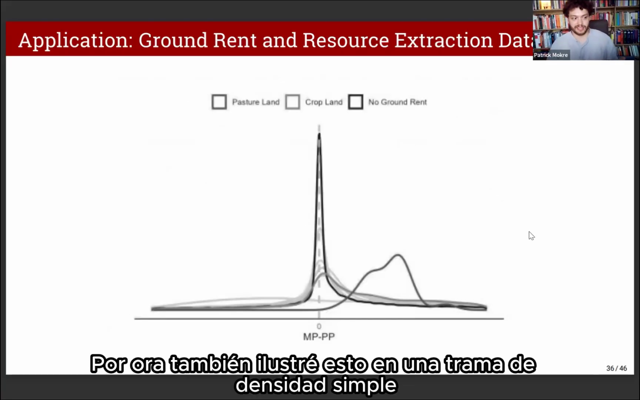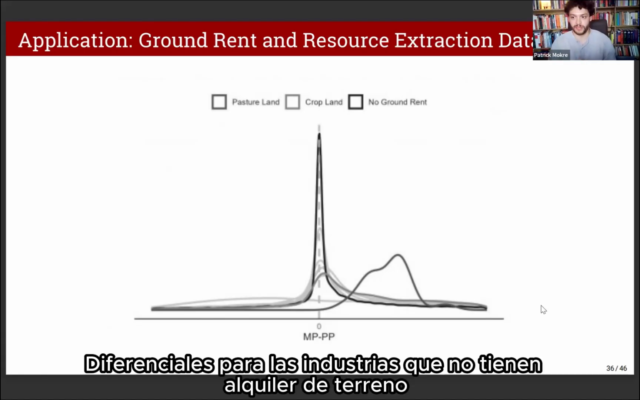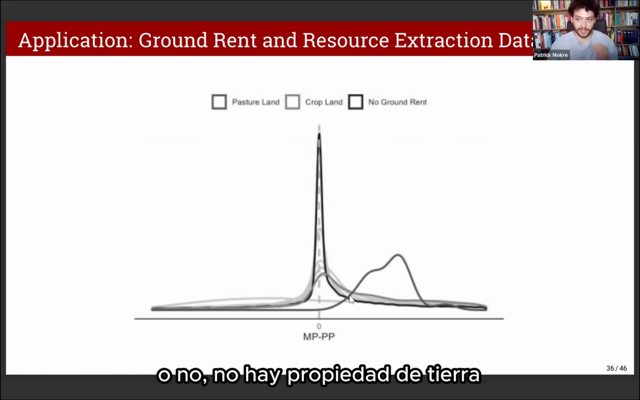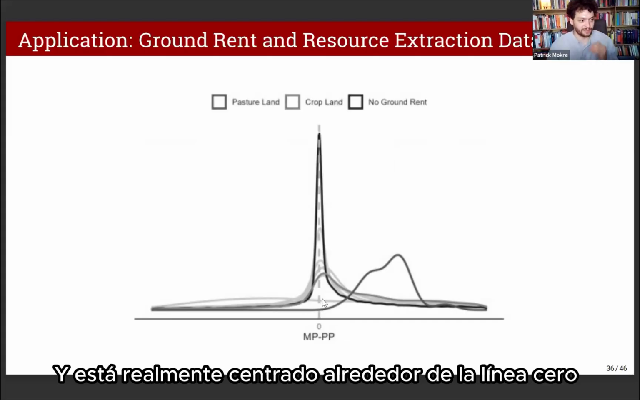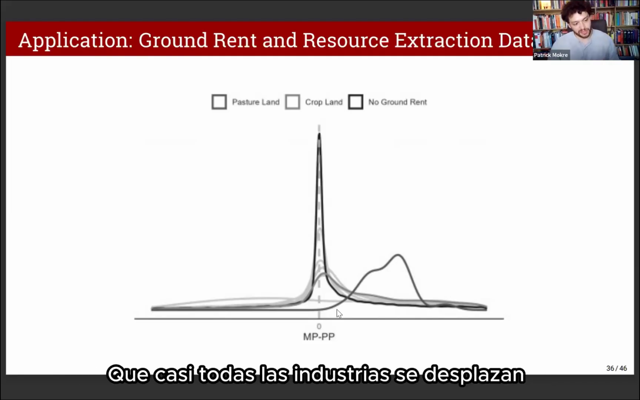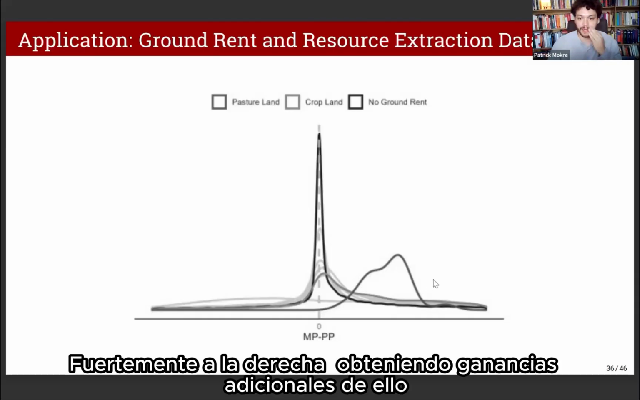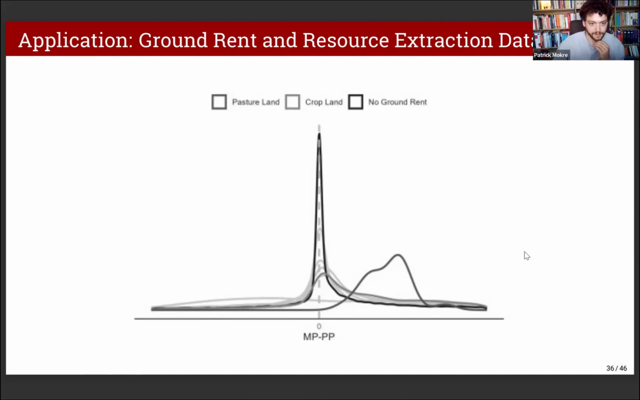I also illustrated this in a simple density plot. The dark line here shows market price, production price differentials for industries that have no ground rent or no landed property. And you can see it's really narrow and it's really centered around the 0 line. And here on the right-hand side, you see cropland, where almost all industries are shifted strongly to the right, getting extra profits out of it.